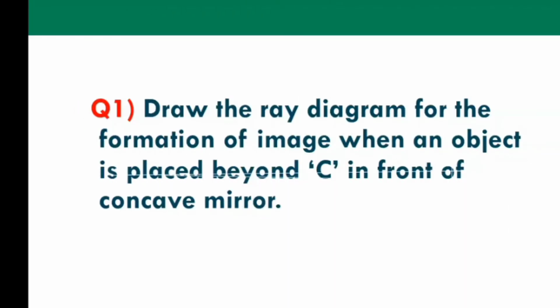Draw the ray diagram for the formation of image when an object is placed beyond C in front of a concave mirror. So here, first of all, we will draw a horizontal line 10 to 12 centimeter. Okay. Now take a compass and open it up to 4 centimeter. Place the needle of the compass at this line and draw an arc.